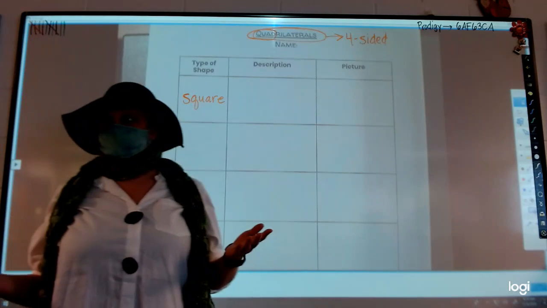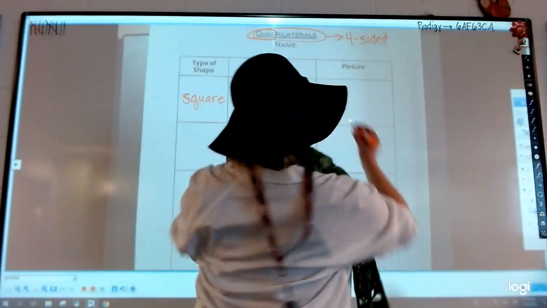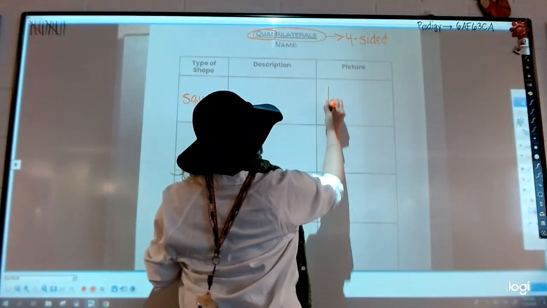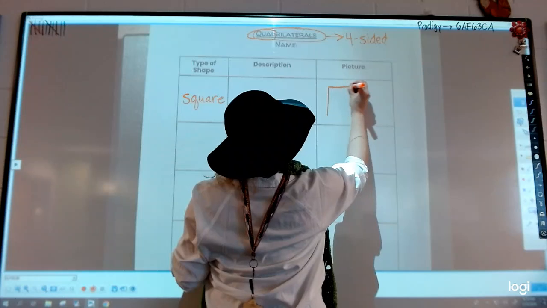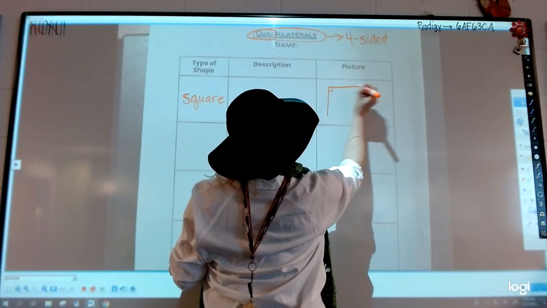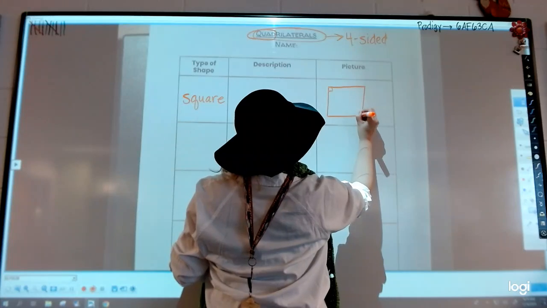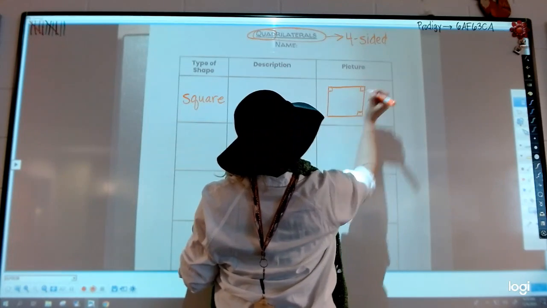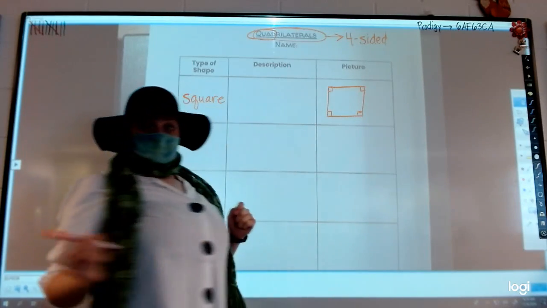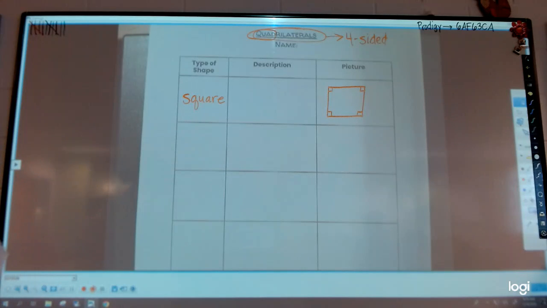Can we draw a picture of a square? Yes. All right, let's draw a picture over here, and then we'll write our definition. So best you can, we want to have right angles, right? A square has 4 right angles that are exactly 90 degrees. Do we want all of our sides to be the same length? Yes, we do. Do your best. They don't have to look perfect.